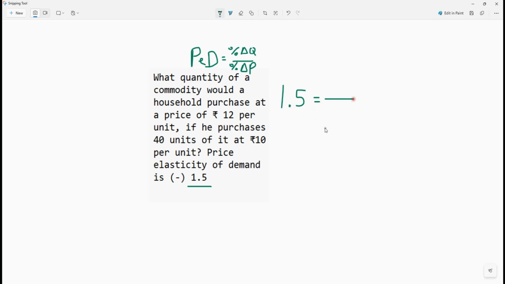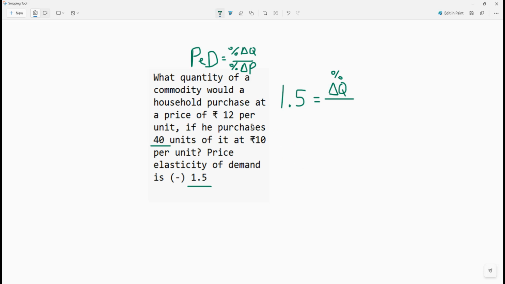Then we want to know what the percent change in price is, and then this will tell us what the percent change in quantity is. Once we know this, we can solve for the change in quantity, and then we'll just say how much of a change is that from 40.